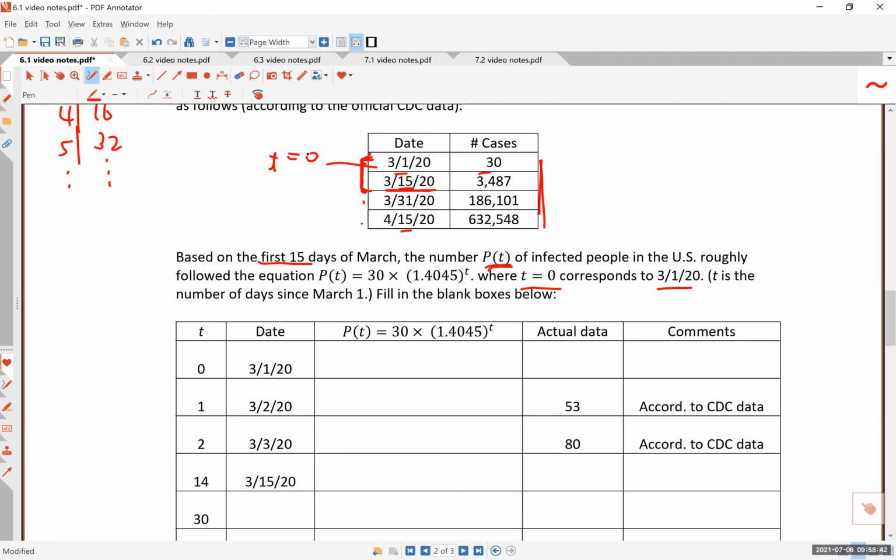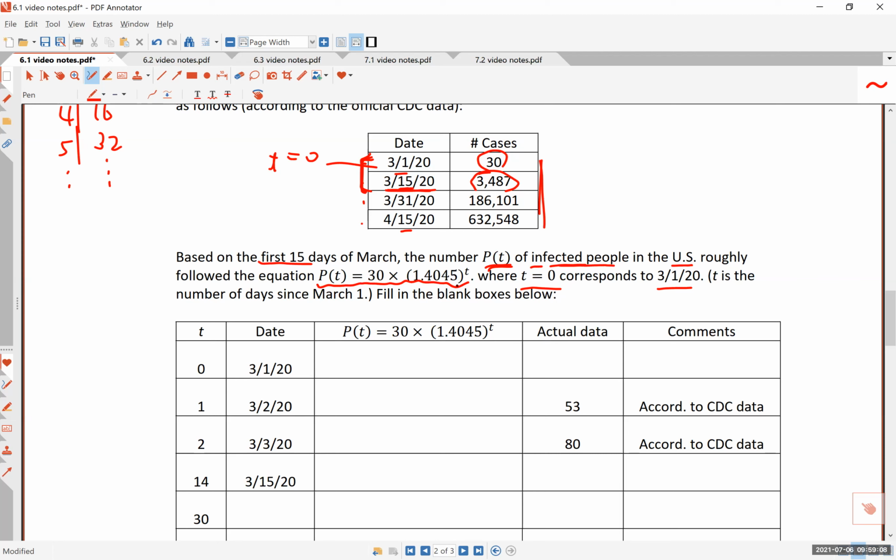So let's see what happened. Let's see if we can model this by exponential growth, because this was very much a type of exponential growth. P sub T, the number of infected people in the United States, roughly followed. And again, I am using these two numbers. Based on these two numbers, if you were to put this in an exponential model, you have this equation.